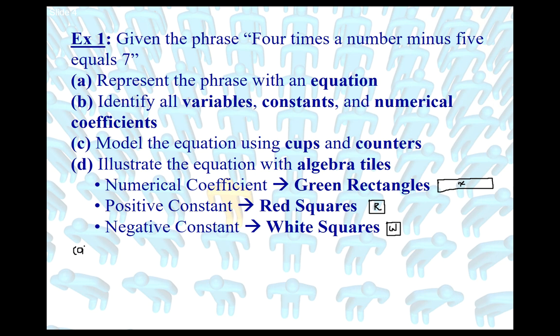Part A is I want to represent the phrase 4 times a number minus 5 equals 7 with an equation. The first problem with this statement is it says 4 times a number. Well, what number? I don't know what the number is. It could be any number. So if it could be any number, we need to represent that as a variable. So I'm going to say let x equal the unknown number.